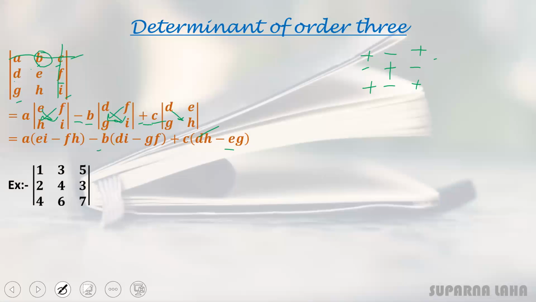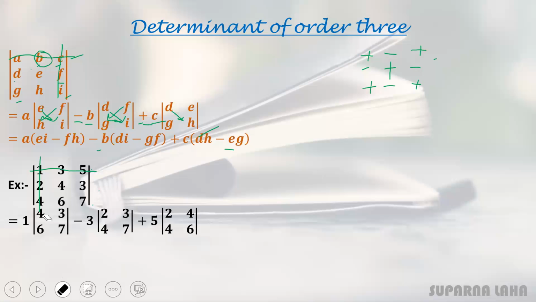So take an example. 1, 3, 5, 2, 4, 3, 4, 6, 7. This has 3 rows and 3 columns, so this is an order 3 determinant. Let's expand this determinant according to the first row. So firstly, remove the first row and first column. So 1 into 4, 3, 6, 7, the remaining terms.